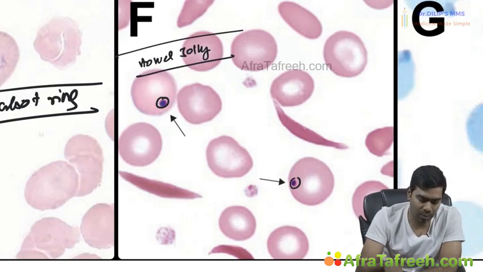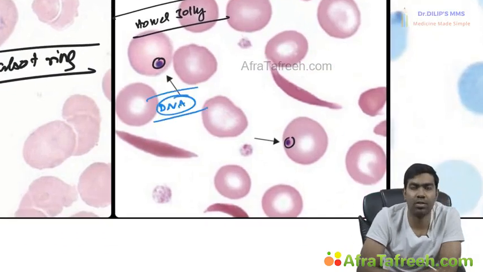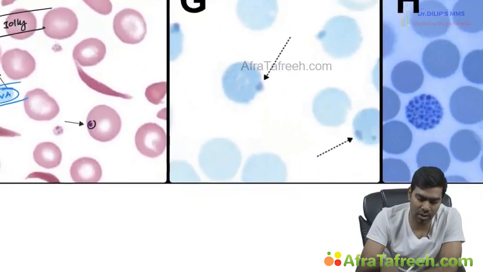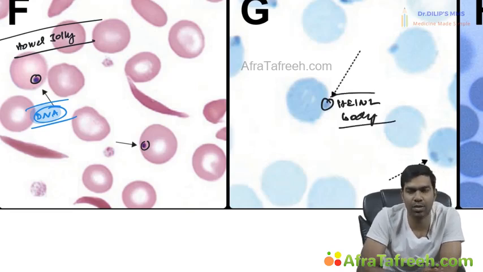One important thing: what are these Howell-Jolly bodies made of? If they ask you, they're made of DNA remnants. So they are typically made of DNA. This is what your Howell-Jolly bodies are made of. At the same time, this is very easy to confuse with one other inclusion body called Heinz body, which also looks a little similar to the Howell-Jolly bodies.